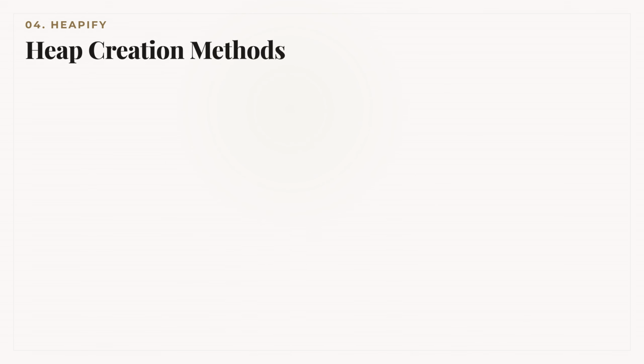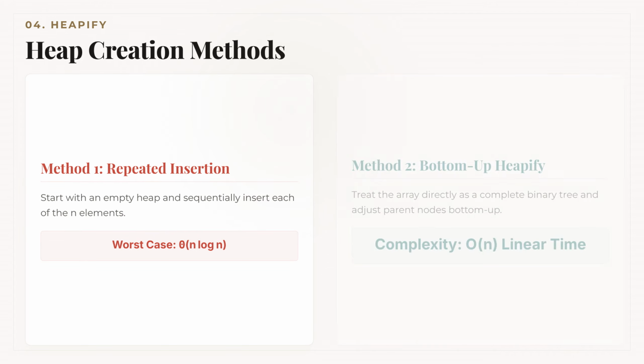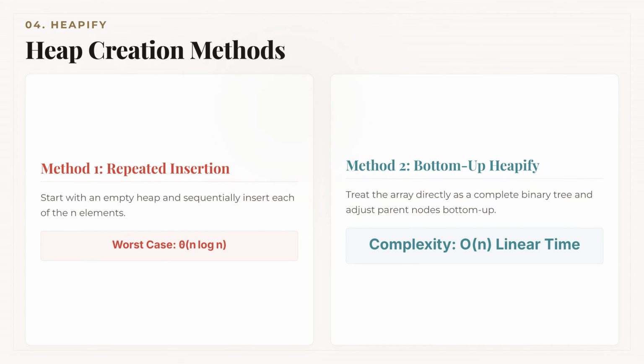When building a heap from an arbitrary unsorted array of size n, there are two primary methods. The first method is repeated insertion, where we start with an empty heap and insert each of the n elements one by one. In the worst case, when elements are inserted in ascending order, each element rises to the root, resulting in a total time complexity of n log n. The second, more efficient method is bottom-up heapification.